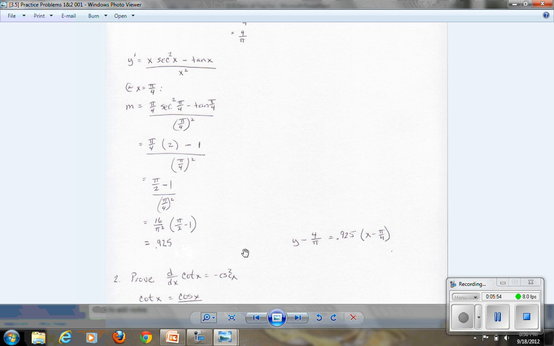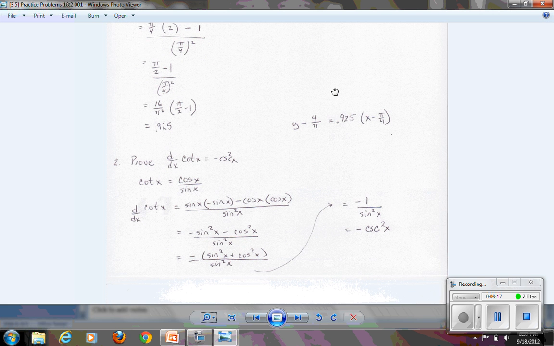Oh, and you know what? I forgot to take normal to that. It should be 1 over 0.925. Normal line is perpendicular, so opposite reciprocal. So negative 1 over 0.925. I'm sorry, you guys. So make sure you change this slope to the opposite reciprocal, negative 1 divided by 0.925, whatever that is. I guess I was in too big of a hurry.